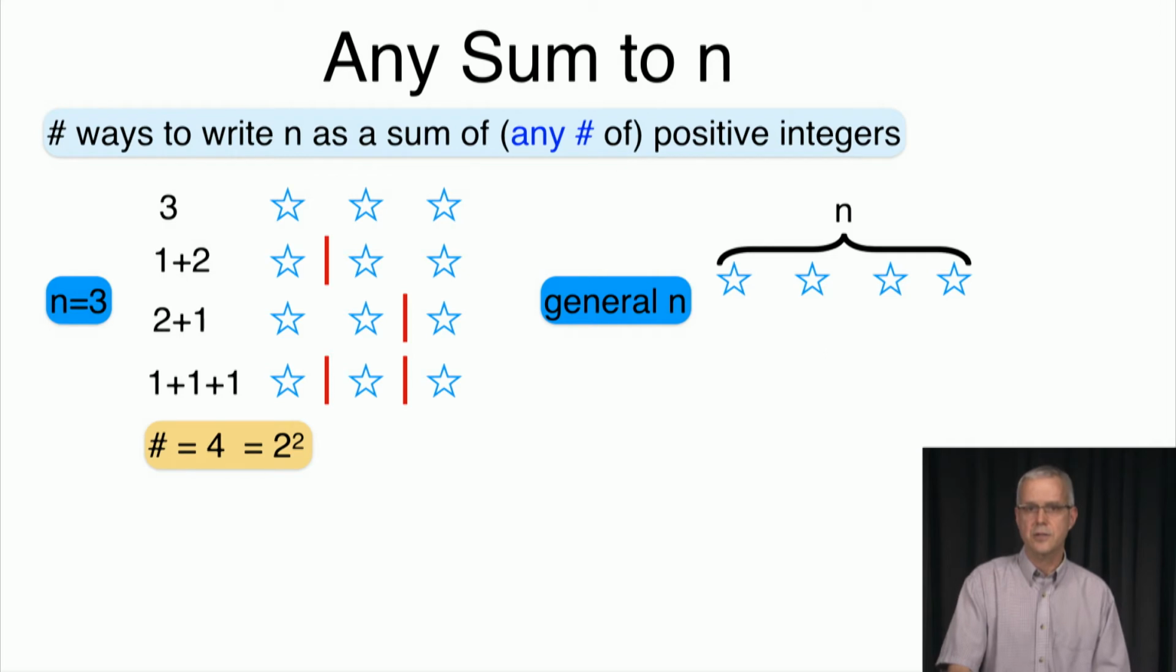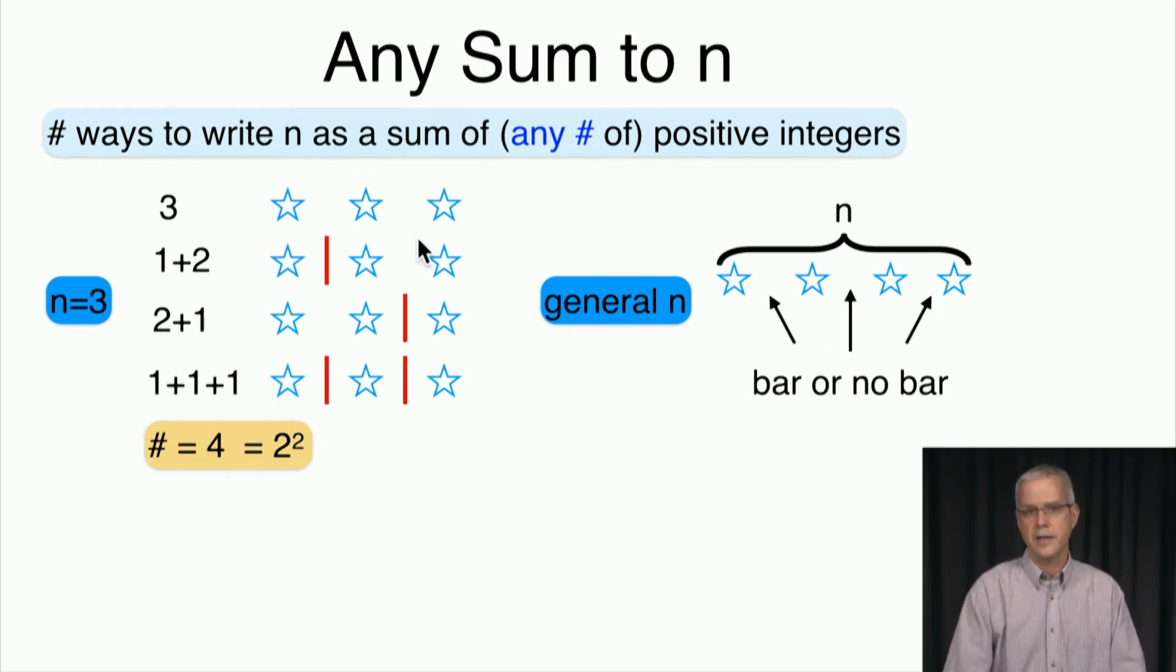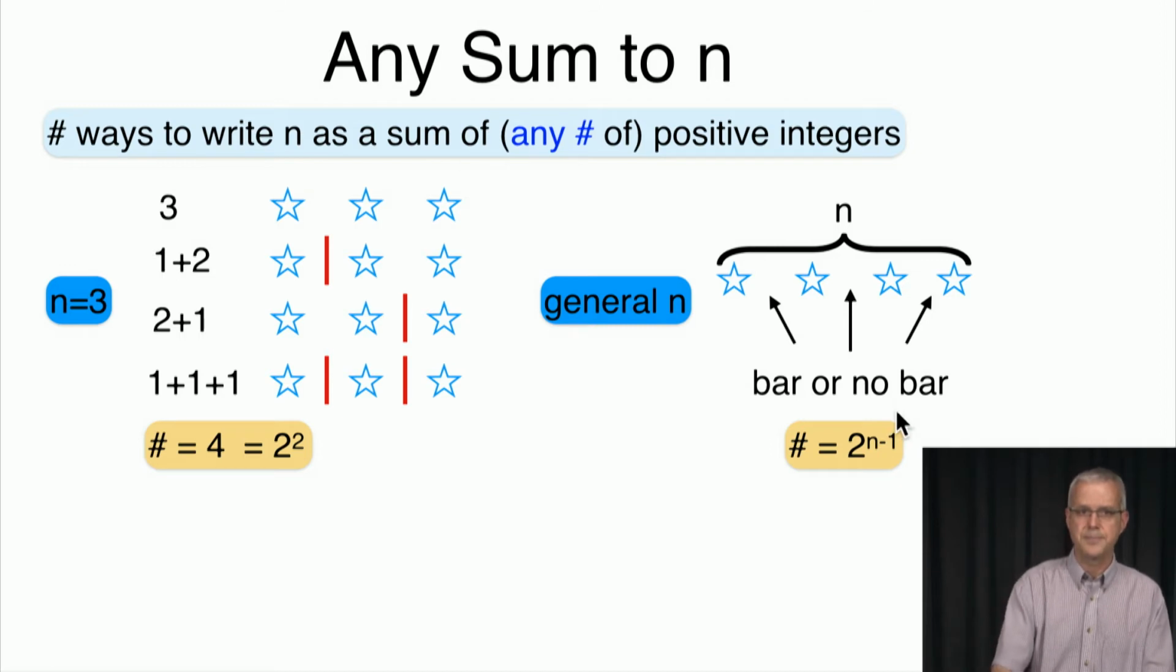So if we have n stars, then in each gap we can either put a bar or not put a bar. And we have 2 options for each gap. So the total number of options we have is 2 to the number of gaps. And we have n minus 1 gaps, so therefore the number is 2 to the n minus 1.